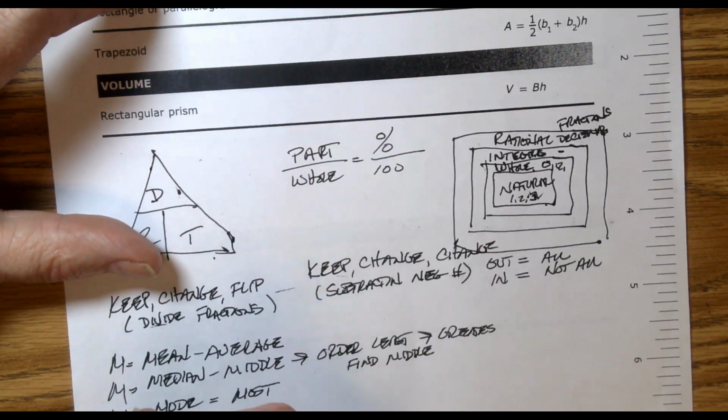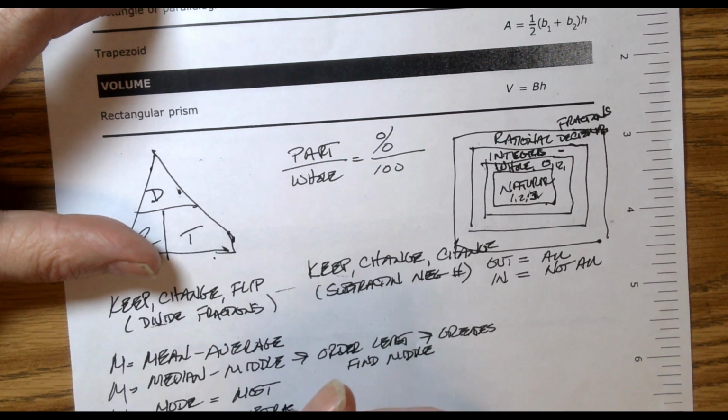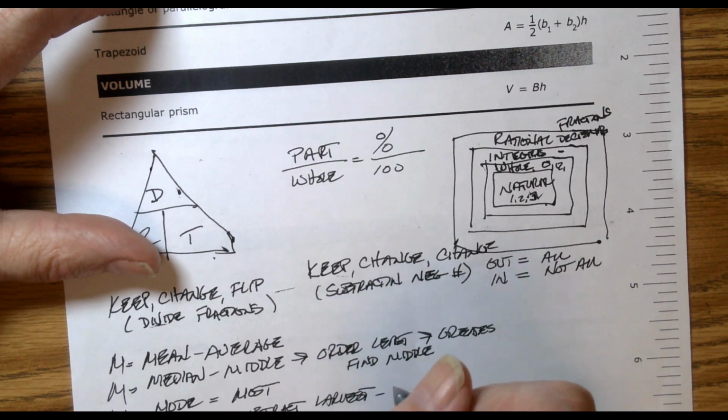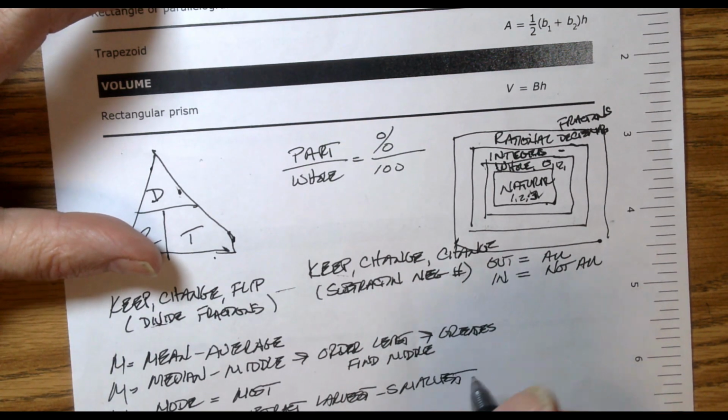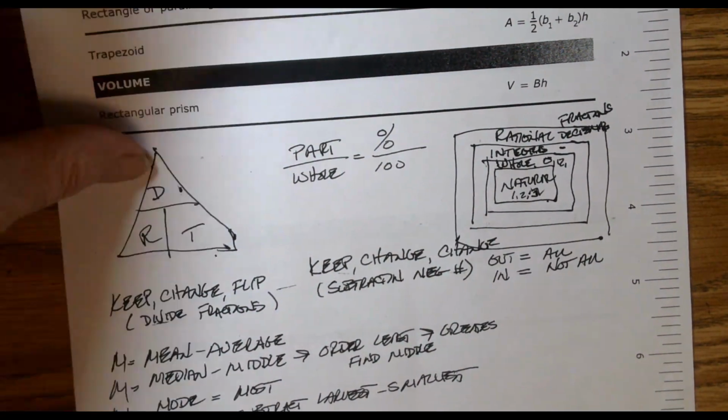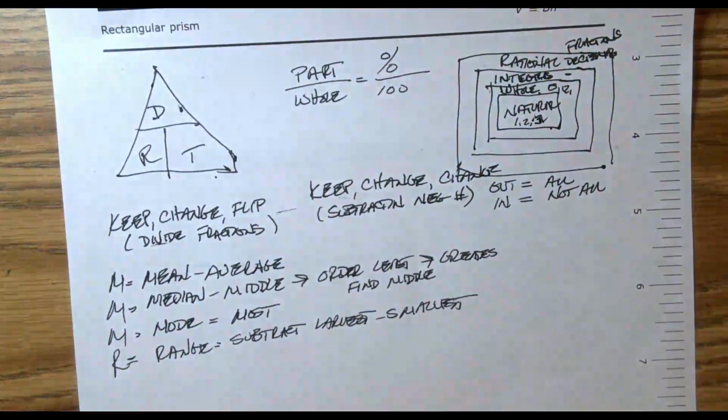R stands for range. And range, you're going to subtract the smallest from the largest. Okay, which gives you the distance between your biggest number and your smallest number. Oops, I'm sorry. So that's range.